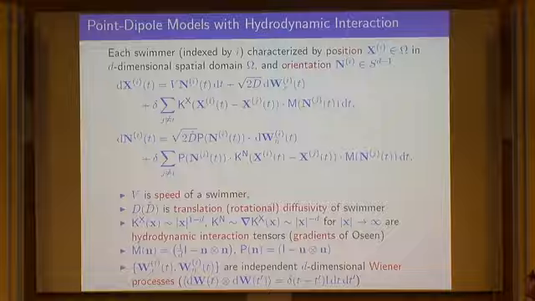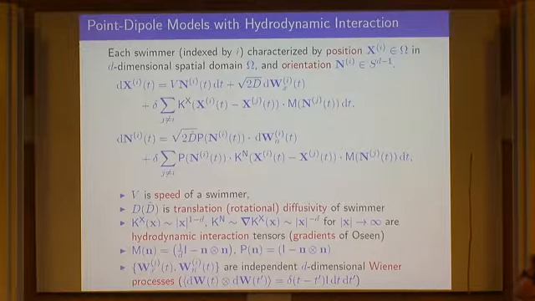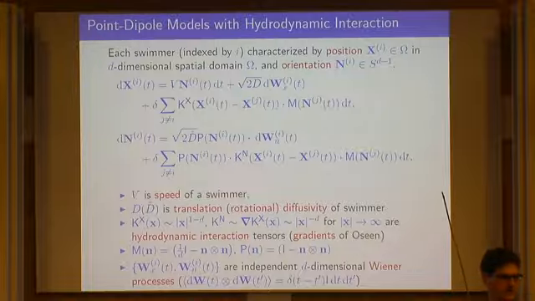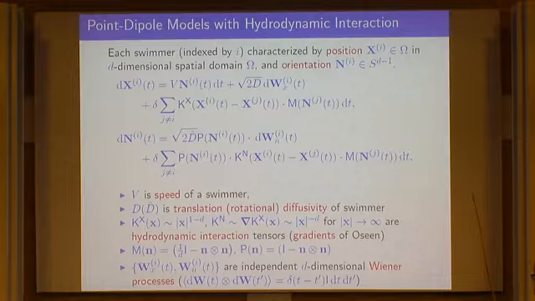Then finally, this probably doesn't need much discussion here. These are just white noises that are driving the noise on each swimmer. So those are the basic equations, and this is the physics that's going into what will become some applied mathematics in the upcoming slides. Any questions on what these equations mean or why they are the way they are?